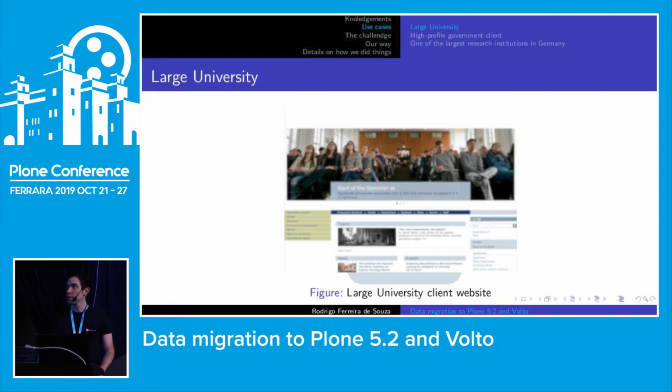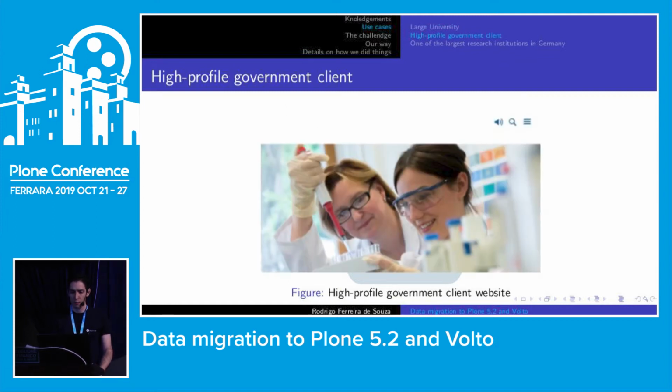The second client is a high profile client website with a lot of data. Migration usually takes around 4 hours to run. It has some add-ons. There is one custom report object type that is Archetypes, and this simple object we decided to split into 10 different Dexterity content types.